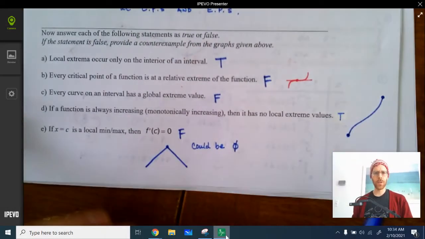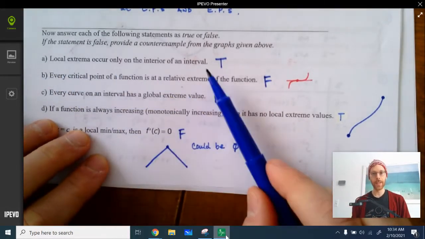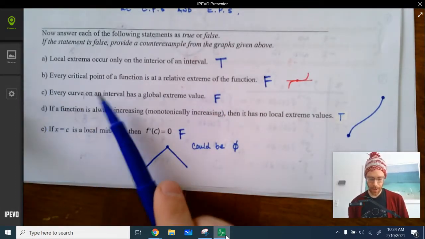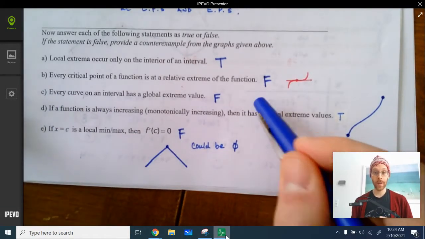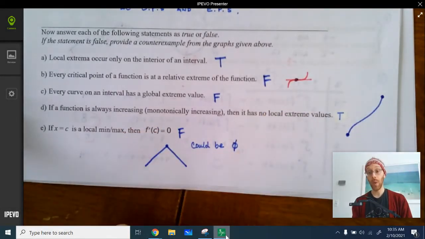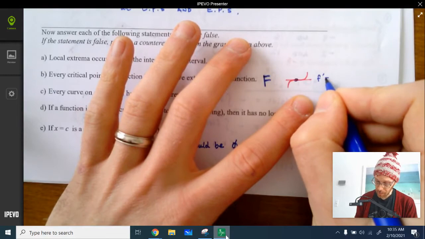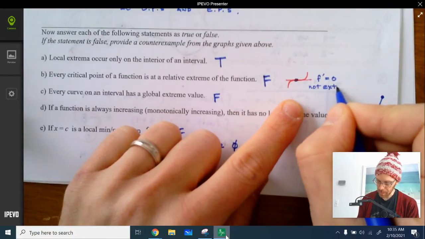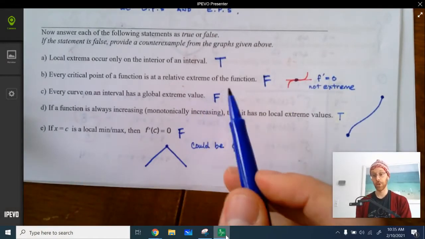Let's go through the answers to the true false questions. A says local extremes occur only on the interior of the interval. That is true. We talked about that already. B says every critical point of a function is a relative extreme of the function. That is false. Here's why. Look at this example. This is a critical point. Why is it a critical point? Well, because the derivative at this point would be equal to 0. However, it is not extreme. So a plateau would be an example of a point that makes this statement untrue.